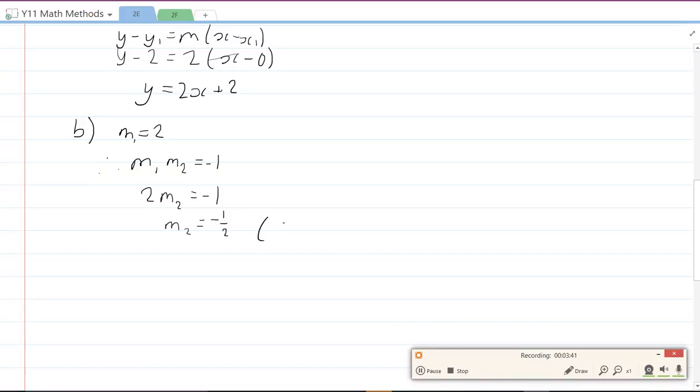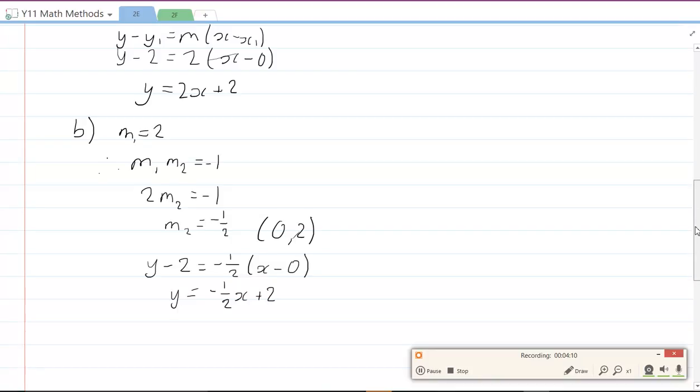We've got that now, and we know this one also passes through the point (0, 2). We'll put that down there just to show you're working through the point (0, 2). So using the point-gradient formula, y minus 2 is equal to -1/2 outside of (x minus 0). Therefore, y is equal to -1/2 x plus 2. So that's a line perpendicular to the original line through that point.